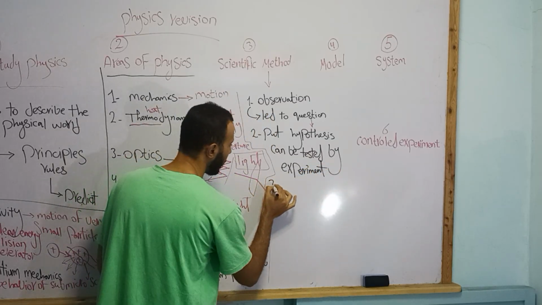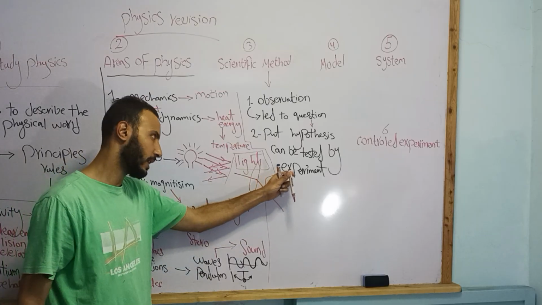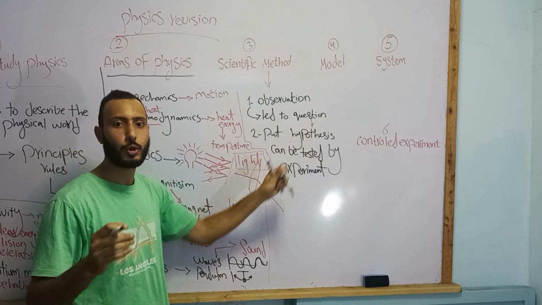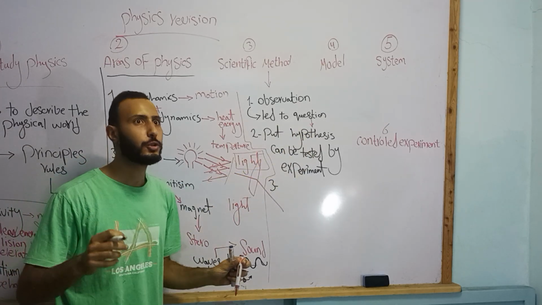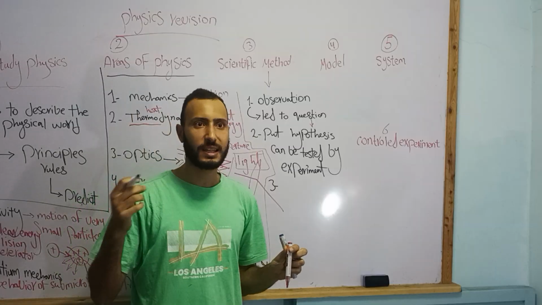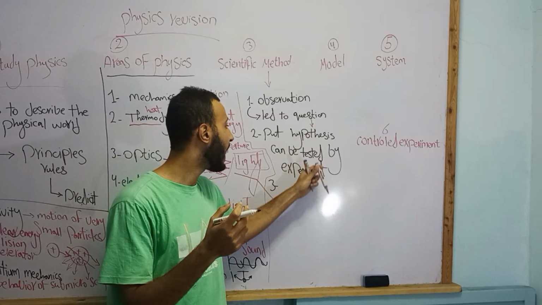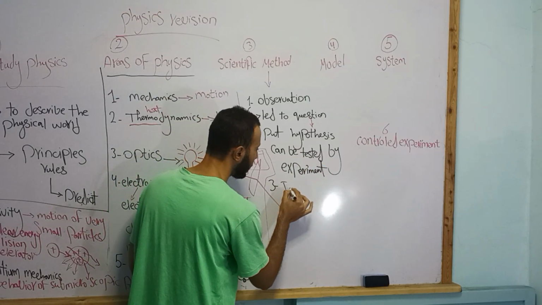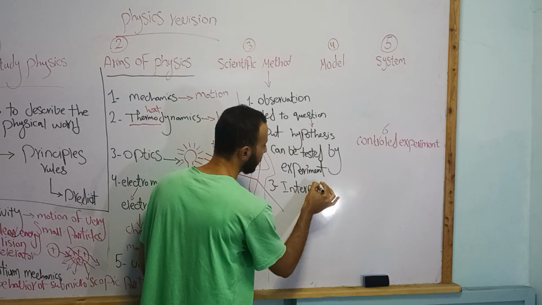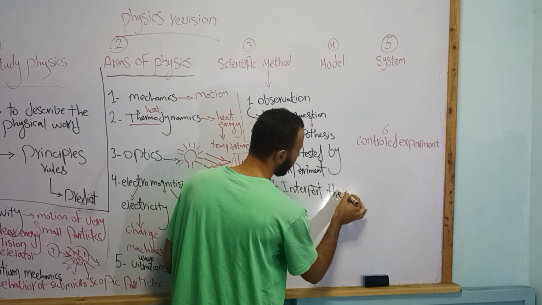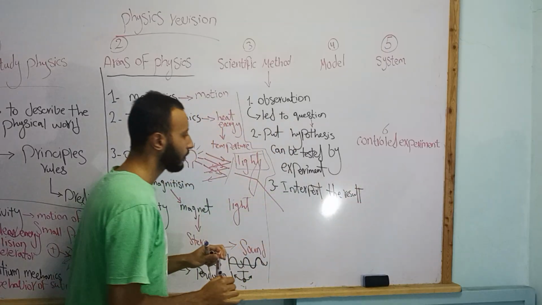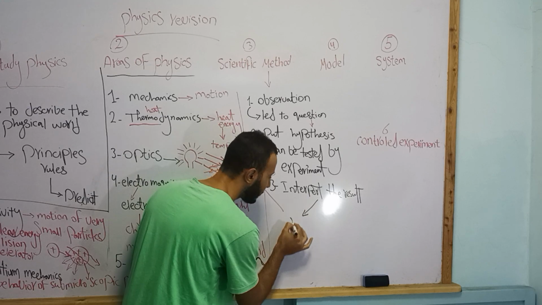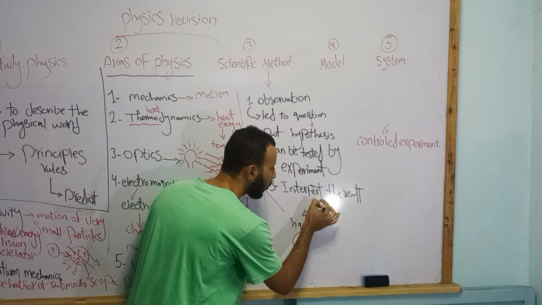Okay? Let's get to number 3. After you do an experiment to test the hypothesis, you will get a result. So you have to interpret this result. You have to take a very detailed look at this experiment and this result. So interpret the result. And after interpreting this result, you will find this result is right or wrong.